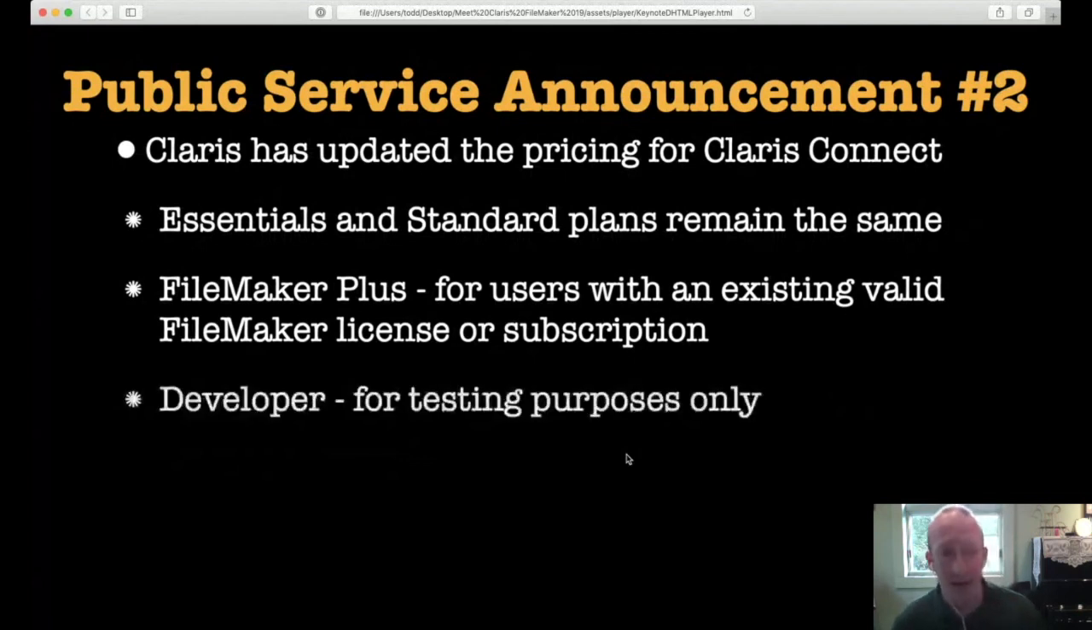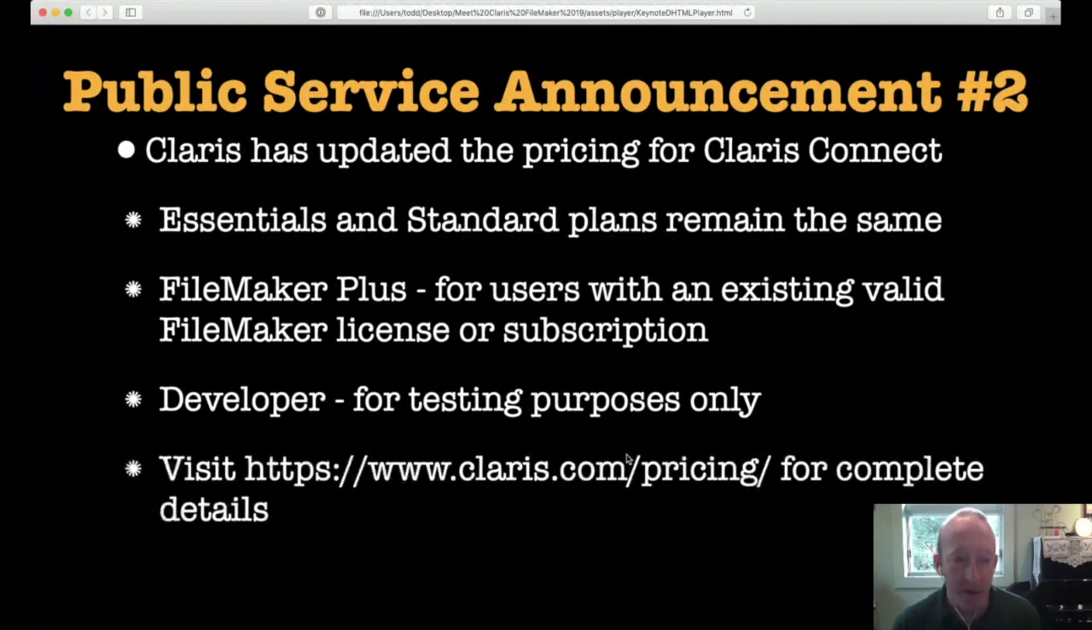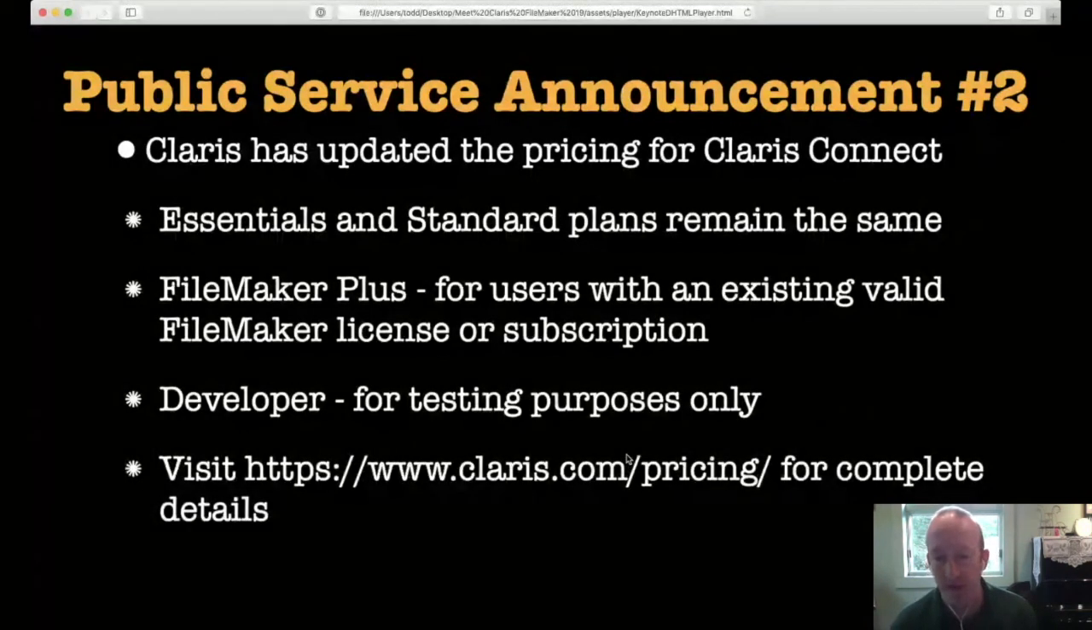And then there's also a developer plan now as well, which is intended for testing purposes only, obviously based on the name. Again, it's the same features of the standard plan as far as the number of unlimited flows and being able to set those up, but you're limited to 500 API calls per month, because obviously it is just for testing. And you can visit claris.com/pricing for the complete details.